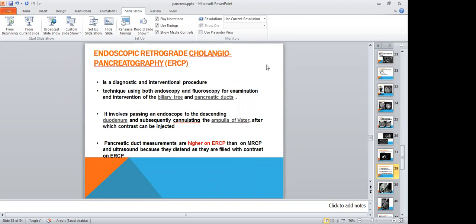ERCP is a diagnostic and interventional technique using both endoscopy and fluoroscopy for examination and intervention of the biliary tree and pancreatic ducts. It involves passing an endoscope to the descending duodenum and subsequently cannulating the ampulla of Vater, after which contrast can be injected. Pancreatic duct measurements are higher on ERCP than on MRCP and ultrasound because the duct distends as it is filled with contrast on ERCP.